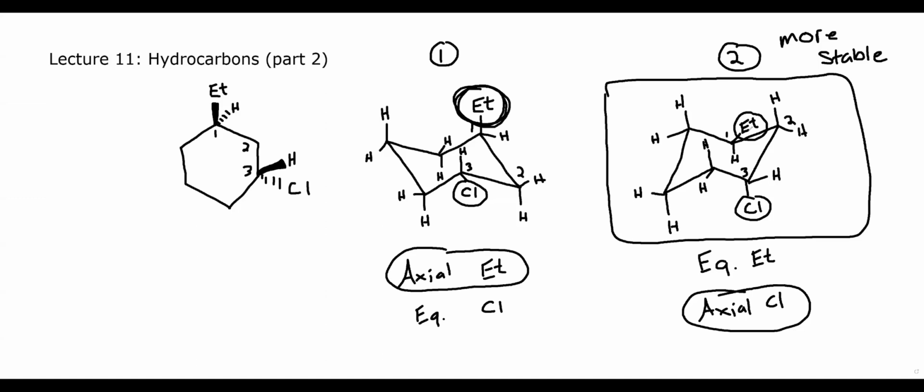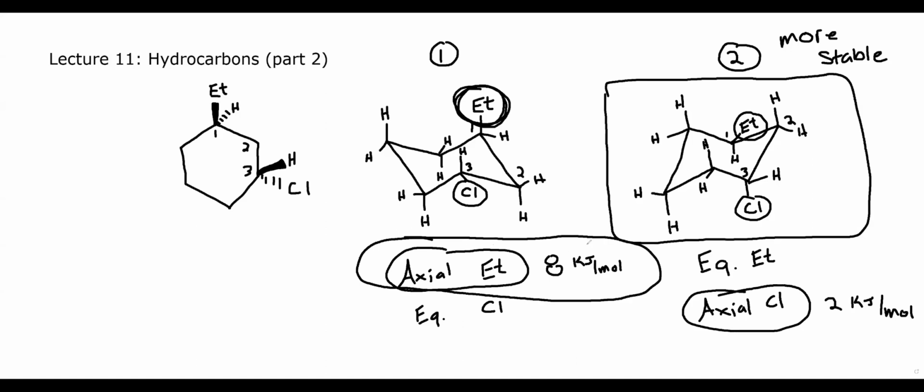Okay. Now you could refer to the chart. An ethyl group in the axial position is about 8 kilojoules per mole in energy, and an axial chlorine is about 2 kilojoules per mole. I'll write that here. An axial ethyl is about 8 kilojoules per mole, and an axial chlorine is about 2 kilojoules per mole. Okay, so we can see that the axial ethyl is much higher in energy, much less stable. So therefore, structure number 2 is more stable because that ethyl group is in the more stable equatorial position.